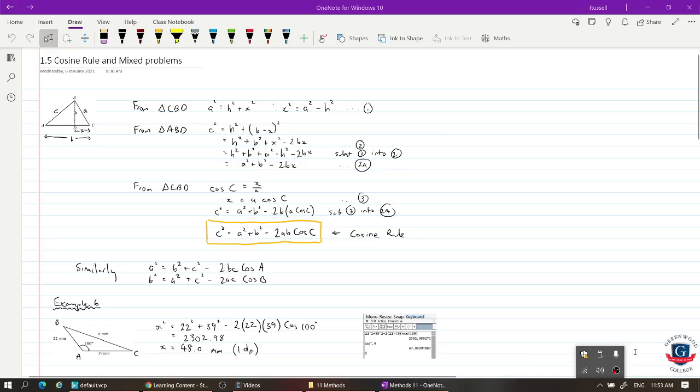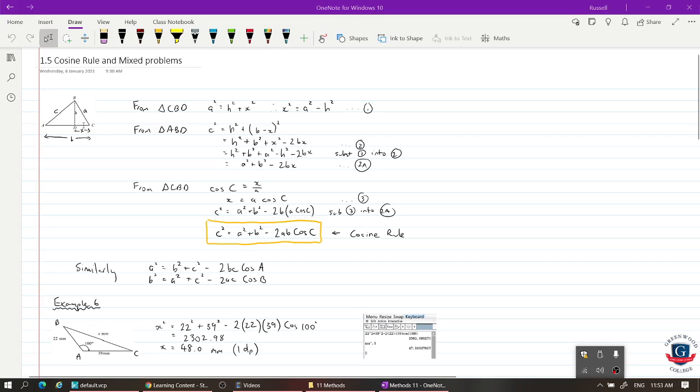Hi everyone, we're going to now work on some cosine rule and mixed problems. So first we're going to establish the cosine rule. Looking at this triangle here, we're first going to start looking at triangle CBD, so that's this part.